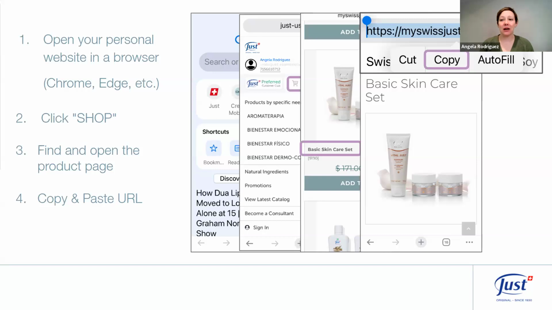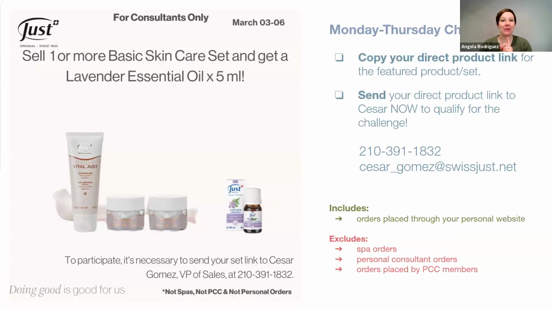By sending our direct product link to this set to SaySound, we're telling him, I want to take part in this challenge. So if you send your link off and you sell 1 or more basic skincare sets between today and Thursday, you will get a free lavender essential oil 5 ml. Remember that you have to send your link off by Thursday, and it'll include any purchases through your personal website. It does exclude spa, PCC, and consultant orders, however. Okay, I see that we are getting done with that process. Way to be quick. I love it.